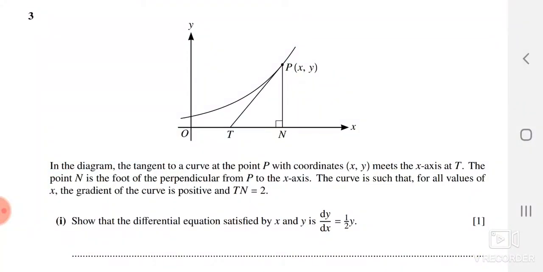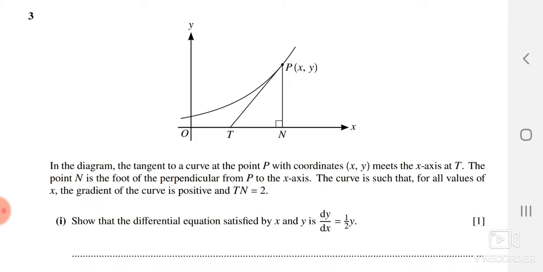This is a differential equation. In the first part of this question, you have to make the differential equation by yourself. Look, in this question, the most important statement is that the point N is the foot of the perpendicular from P to the x-axis. The curve is such that for all values of x, the gradient of the curve is positive, and TN is equal to dy/dx.